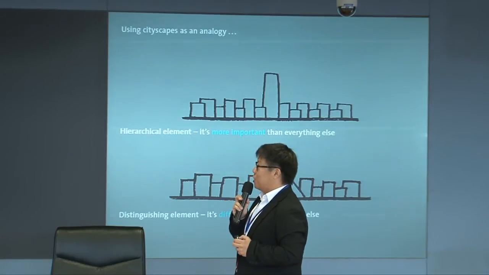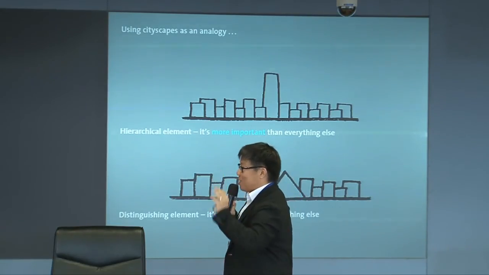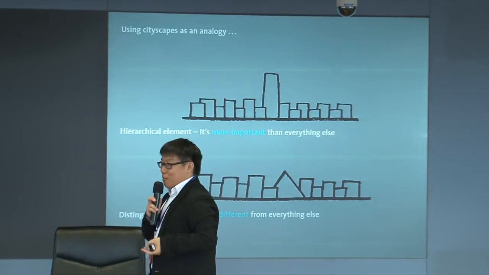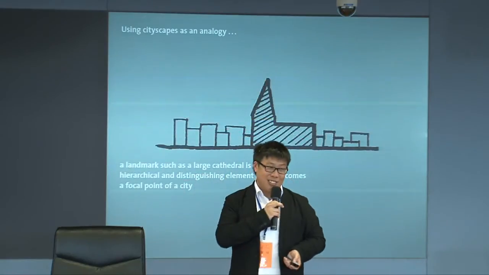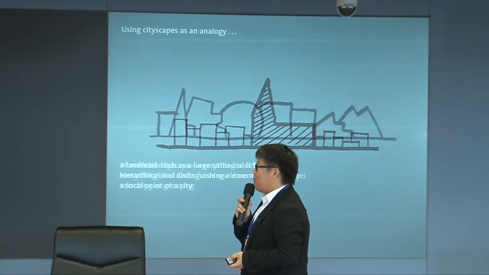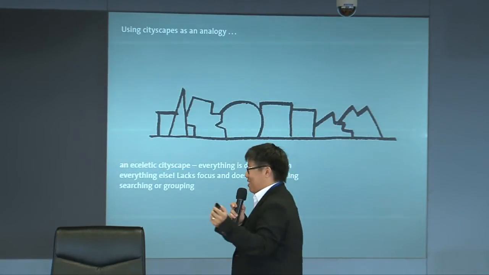So I have an analogy. Cityscapes, right? Hierarchy. There are only 2 things we do as designers. Make things more important than everything else. Make things different from everything else. Or sometimes make things the same and different from everything else, right? It becomes a focal point. If you have something like this, then where do we start, where do we end?